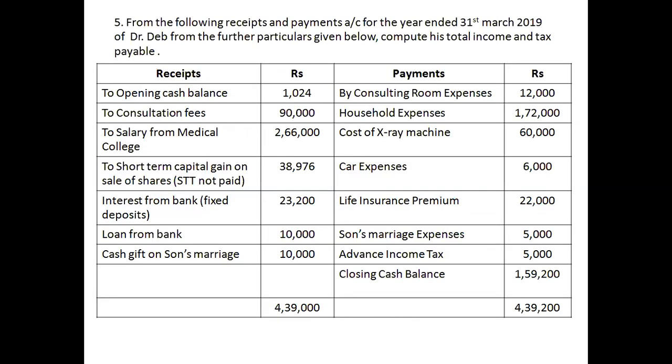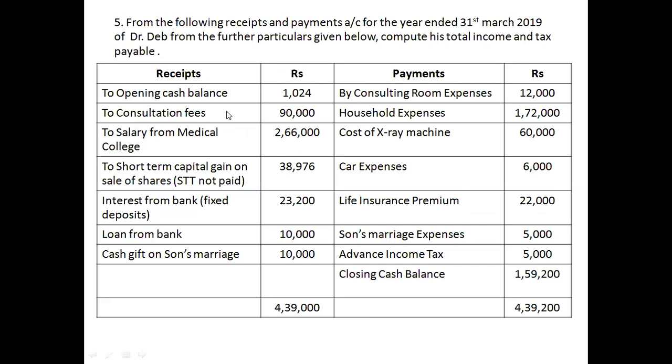So next, we'll move on to the last problem, which again talks about the computation of your taxable income and tax liability. Here, from the following receipts and payments account for the year ended 31st March 2019 of Mr. Dave, and the further particulars given below, compute his total income and tax payable.